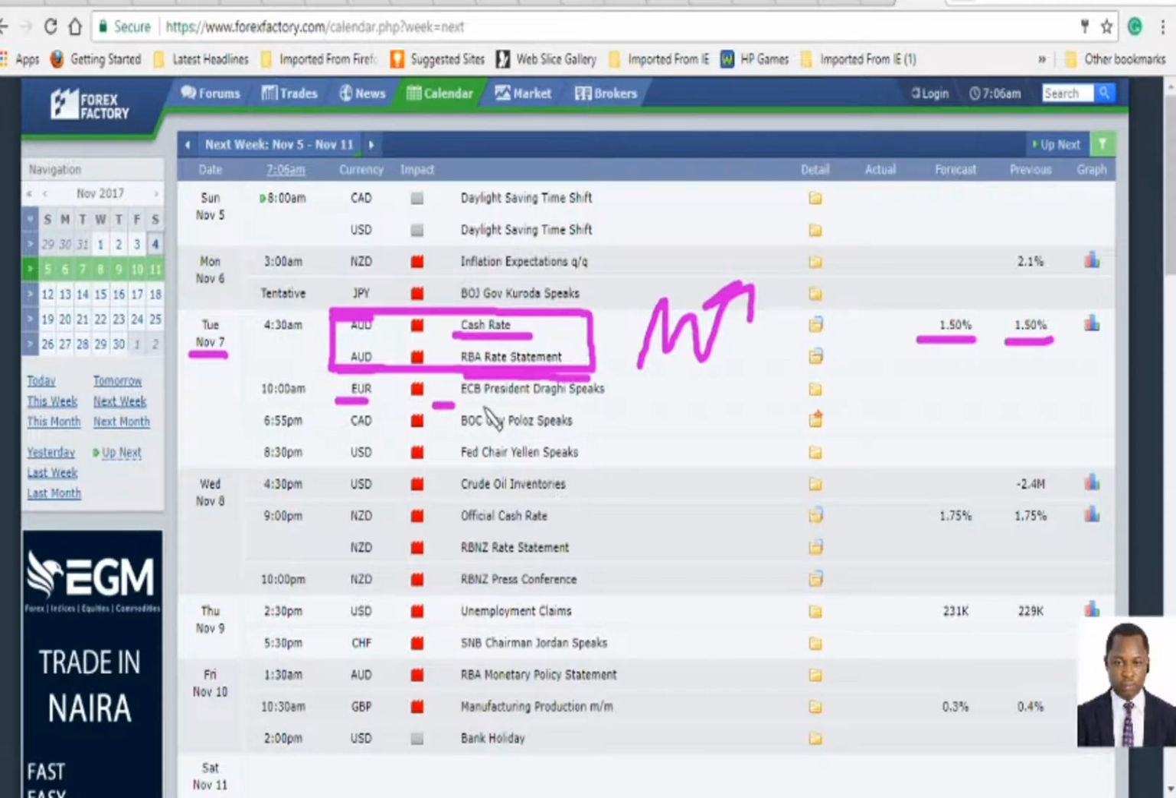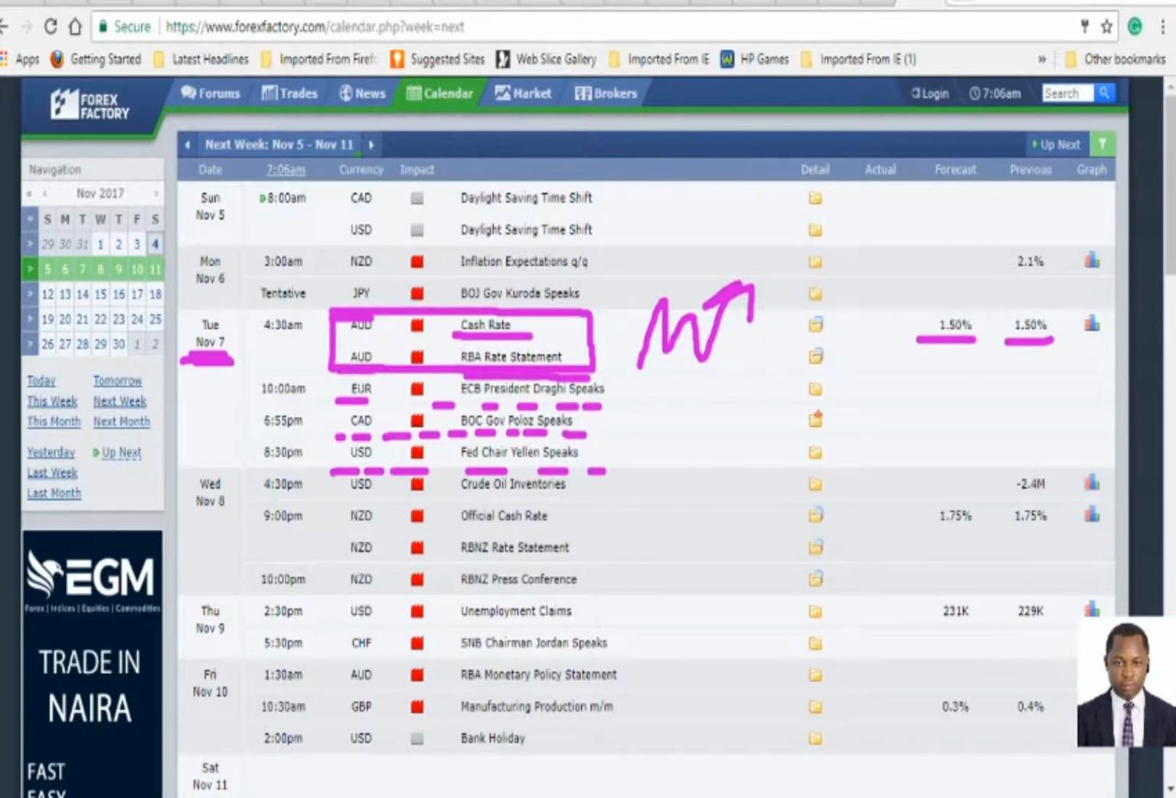President Draghi will be speaking again on Tuesday. That is coming from the EURUSD right here. In fact, the Bank of Canada Central Bank Governor again will be speaking right here. Fed Chair Yellen will also be speaking, all coming on Tuesday. So Tuesday is going to be more of a busy trading day.